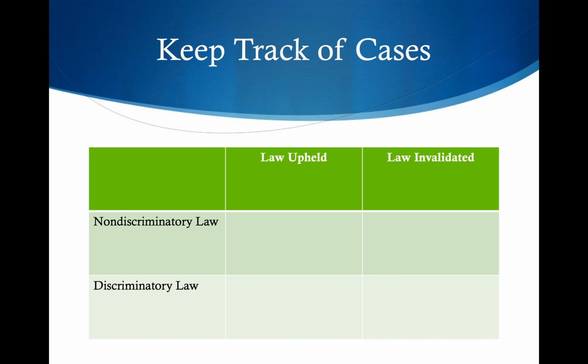I would urge you to keep track of the cases that we read. Maybe in some chart like this. It's going to be up to you as to which categories you want to keep track of, how you want to organize it, but something like this might be a start. I think it might be worth further distinguishing cases, especially within the discriminatory section. But if you start a chart like this, you would have laws that have been upheld that are non-discriminatory, laws that have been invalidated, and so forth.